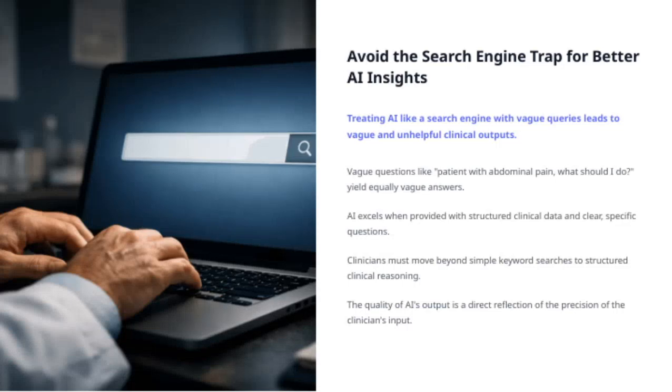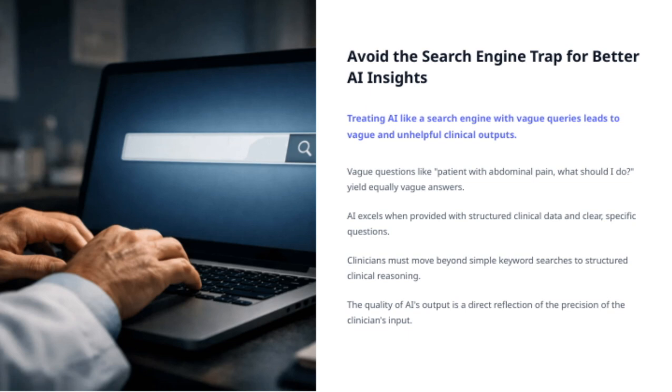The quality of AI's output really depends on how precise and well-structured the clinician's input is. It's not just about asking a simple question. It's about moving beyond basic keyword searches and engaging in structured clinical reasoning. AI performs best when it's given structured clinical data and asked clear, specific questions. For example, vague questions like, "Patient with abdominal pain, what should I do?"